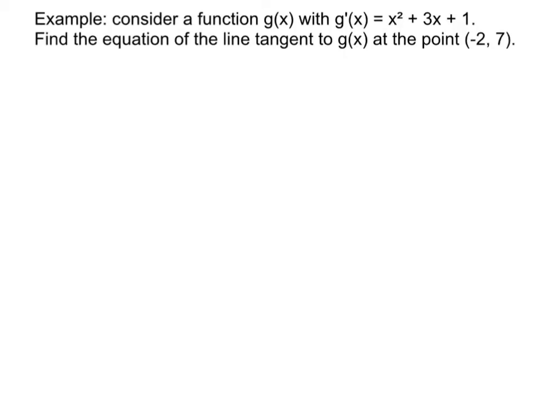One more example. I want you guys to consider the function g of x with g prime of x equal to x squared plus 3x plus 1. I want us to find the equation of the line tangent to g at the point negative 2 comma 7. So this should be similar to the previous problem. Pause the video and figure it out.